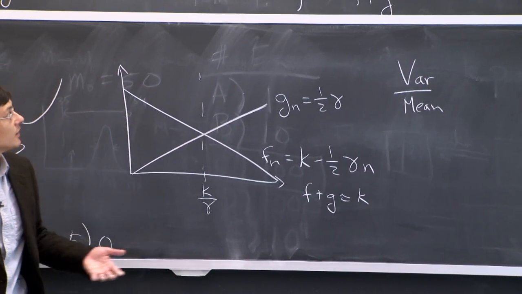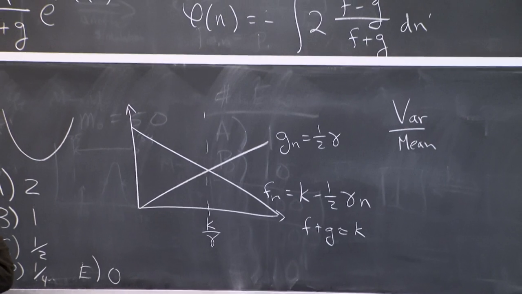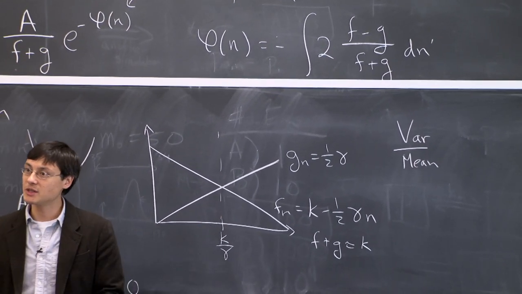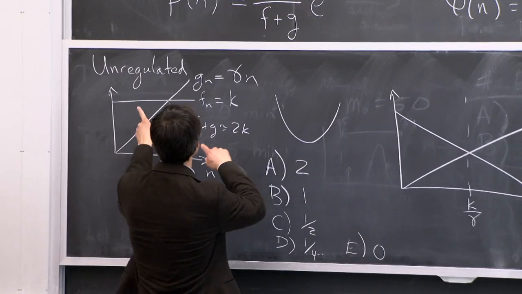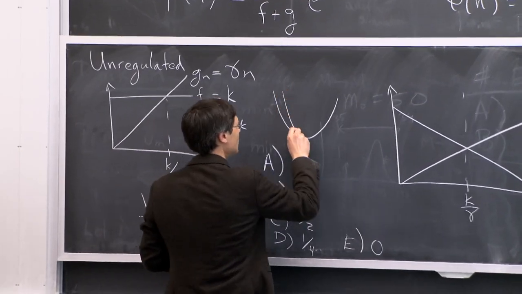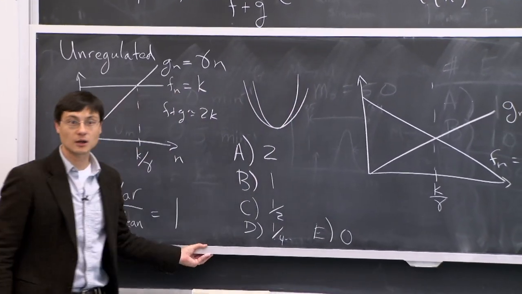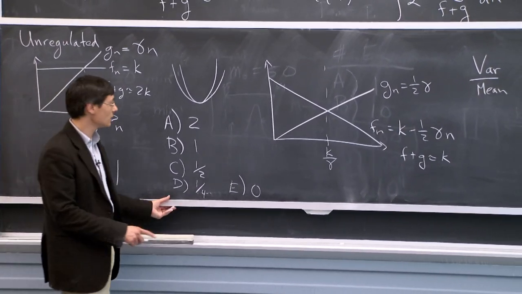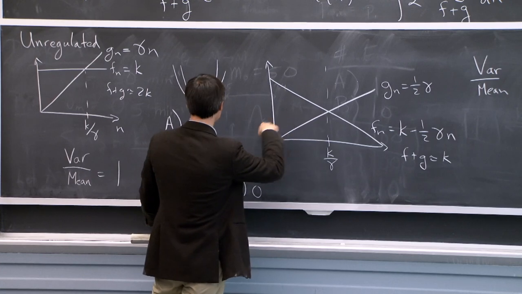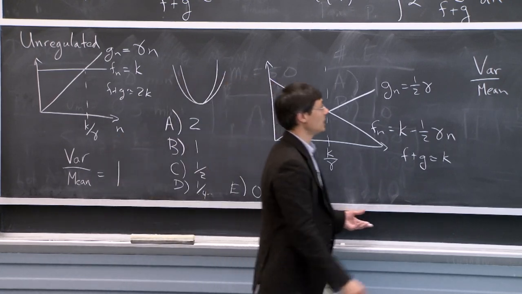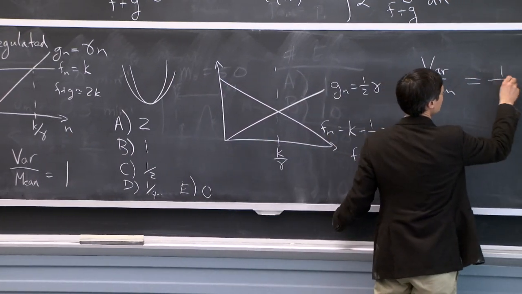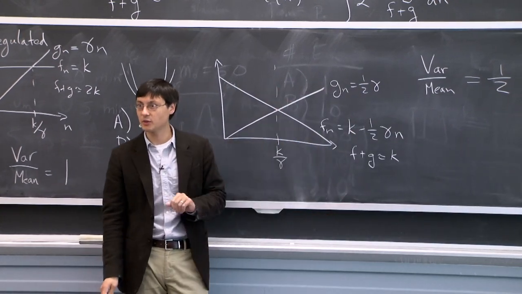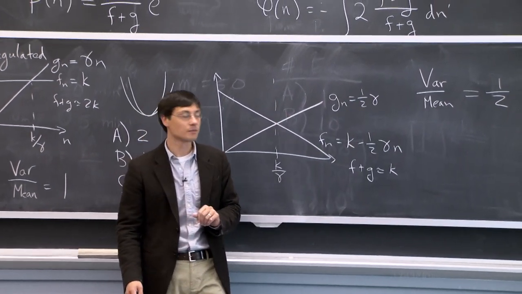What that means is that in both cases you have a quadratic potential, but here the quadratic potential ends up being steeper. So if this were unregulated, then over here we still get a quadratic, but with steeper walls. Okay. So actually here, the variance over the mean ends up being a half. And it's useful to go ahead and just play with these equations to see why that happens.